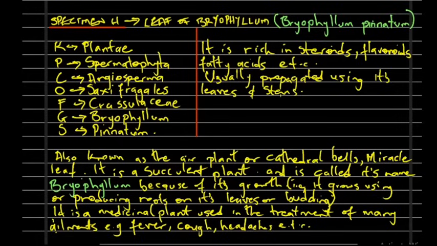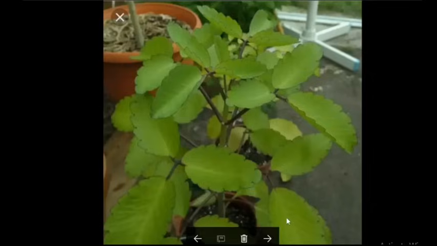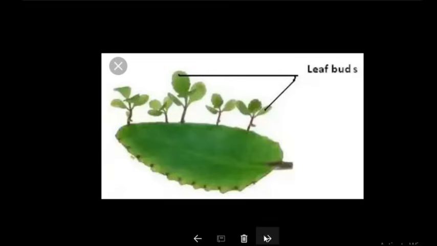So let me show us what we are actually talking about. Example of what this Bryophyllum is. This is what we refer to as the miracle leaf or the cathedral bell, or in some places they also call it the air plant. So this is what it looks like. Now if you look at it, you can see that the leaf is also having some buds that can be cut off. You can cut off each of these buds here to become whole plants on their own. So that is how this particular plant is being propagated.